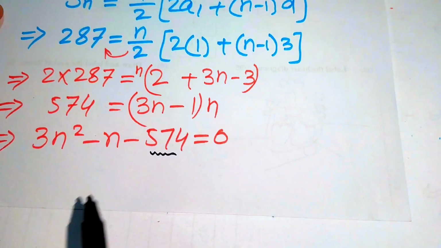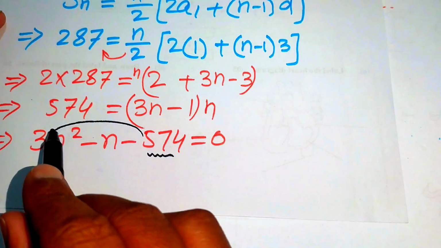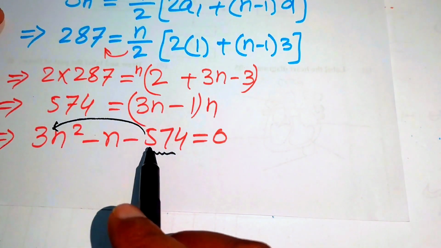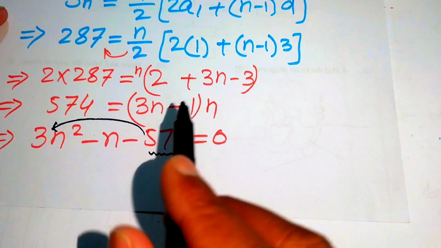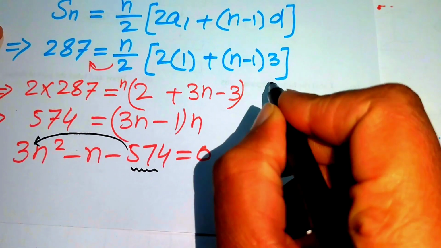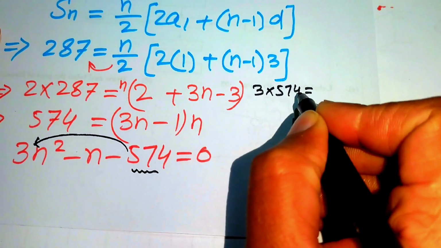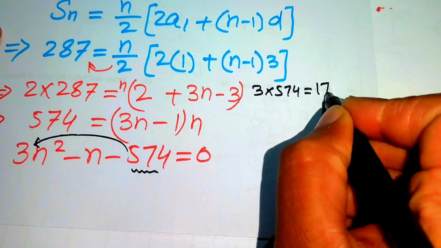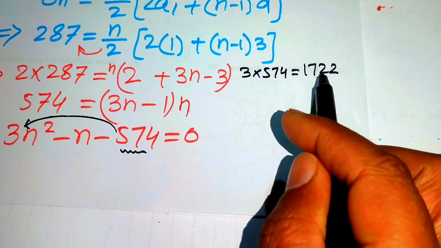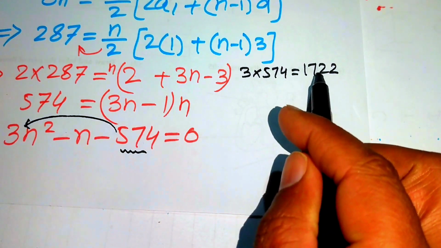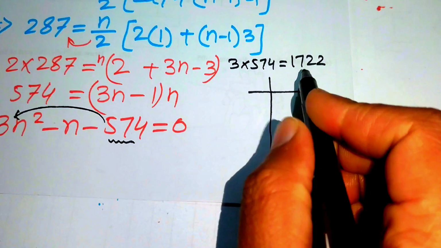of this 574 multiplied by 3, because here we need any two numbers whose product is 3 times 574. So when we multiply 3 by 574, this product equals to 1722. So first we find the two numbers whose product is 1722. So we find these numbers by this method.